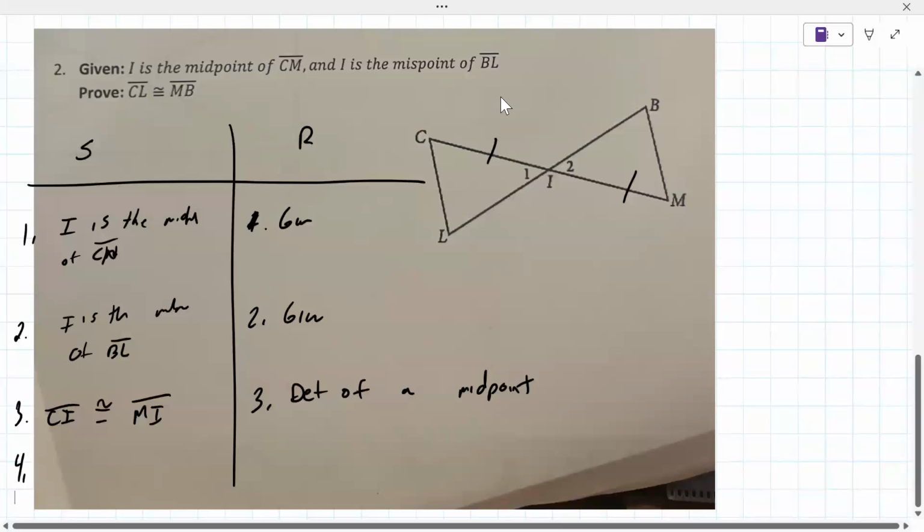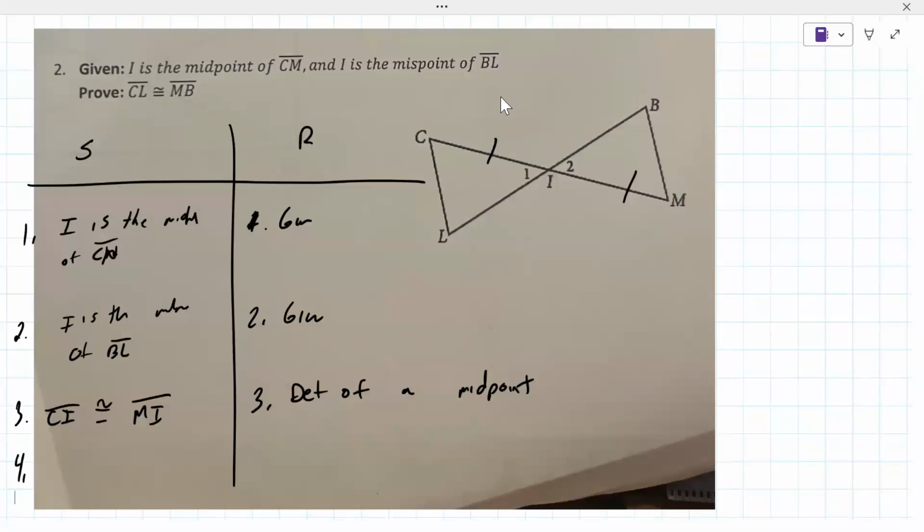That I is between that we can make a line on both sides for them because LI is congruent to BI. Same idea. You get a burrito from Chipotle and you cut it in half, and each side is the same. So you would say LI is congruent to BI.